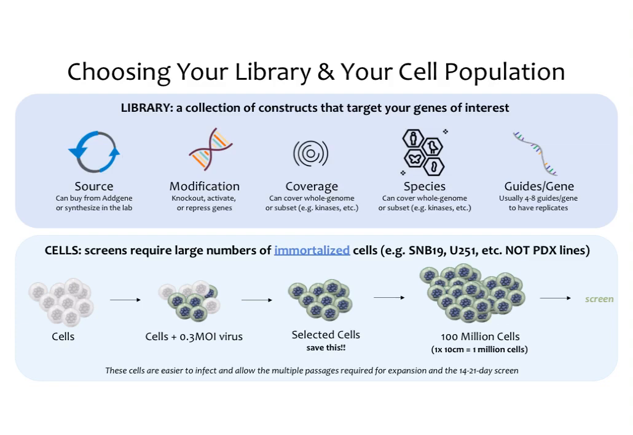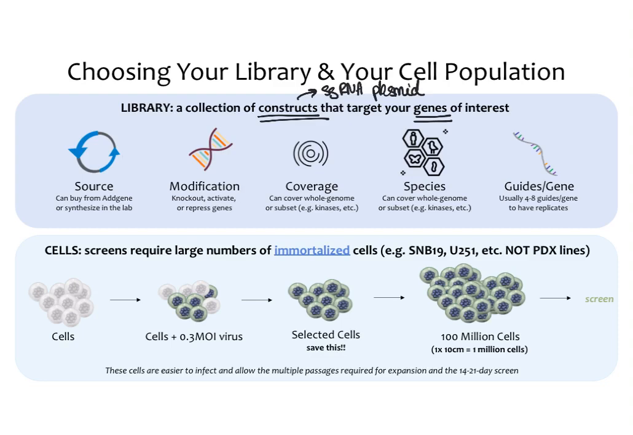All right, so now let's talk for a second about how we choose the library and how we choose the cells. So a library is just a collection of constructs. When I say constructs, I mean sgRNA plasmids. And each plasmid targets a certain gene. So it can be whatever group of genes that you are interested in. It could be the entire genome. It could be a specific set of genes, but it's always going to be, library implies a large collection, whatever it is.